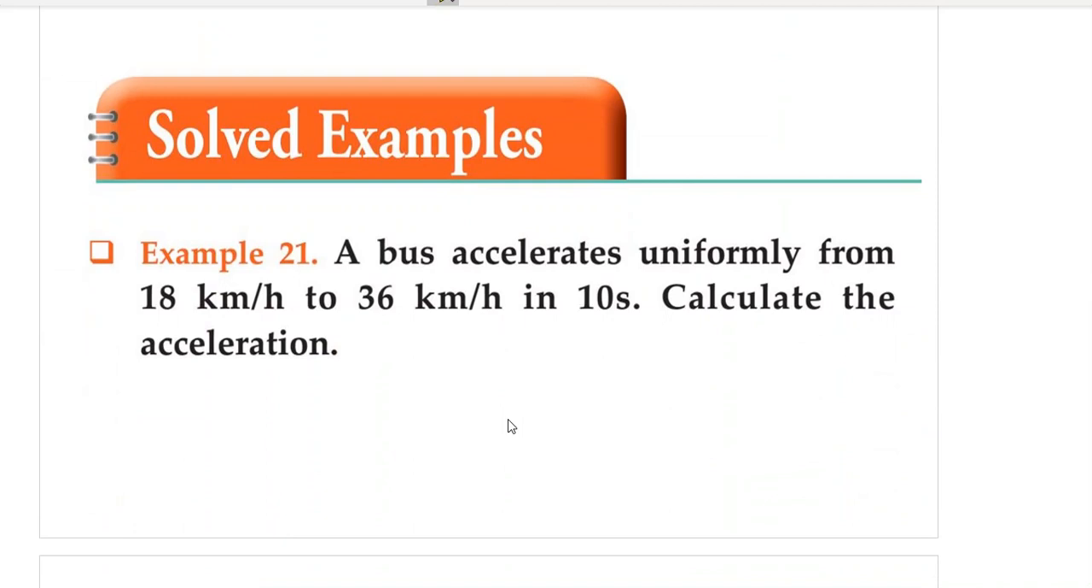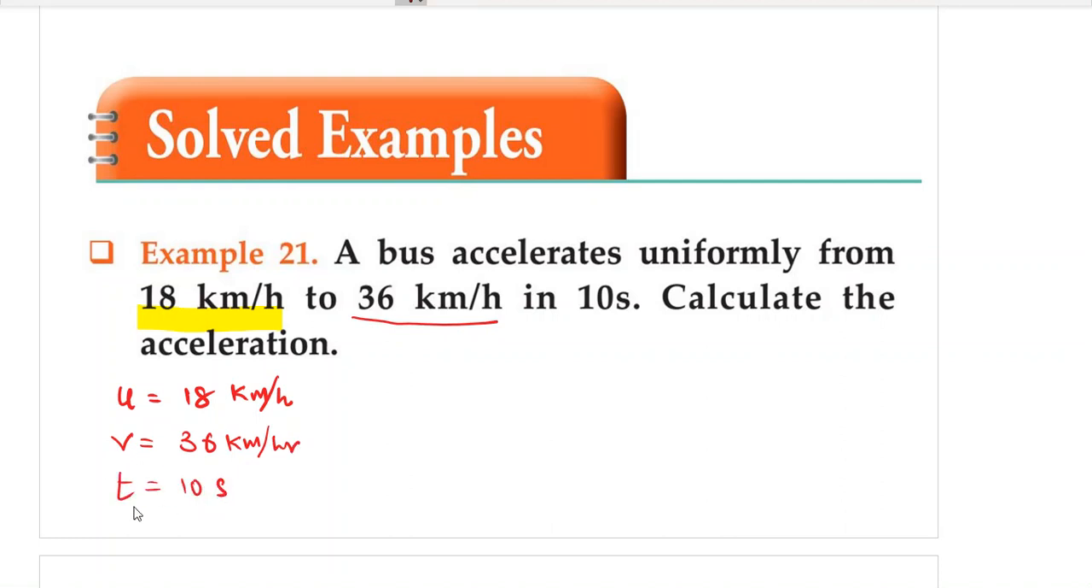This is the first solved example. First question. A bus accelerates uniformly from 18 km per hour. So what is this 18 km per hour? It is the initial velocity. 18 km per hour to 36 km per hour. What is this 36 km per hour? Final velocity in 10 seconds. What is the time? 10 seconds. Calculate the acceleration.